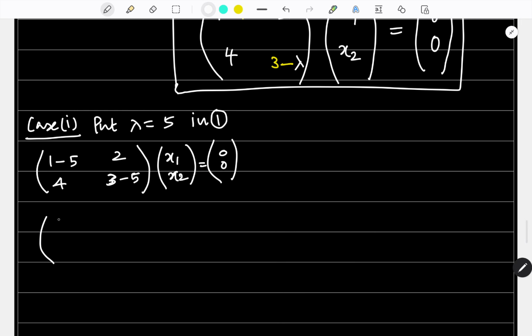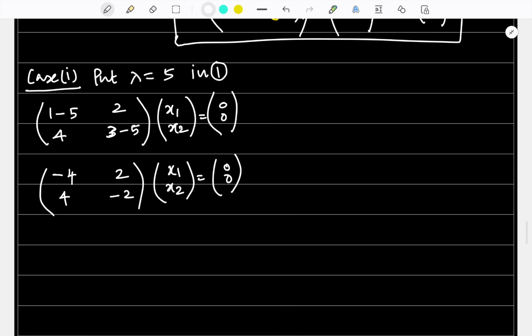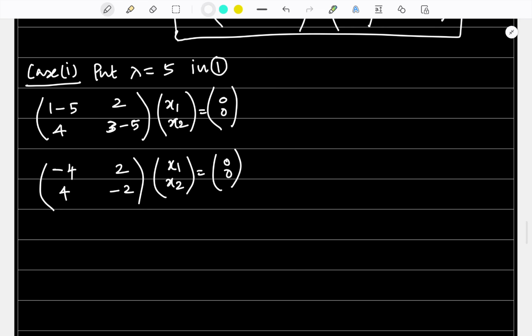So this is going to become what? 1 minus 5 is minus 4, and then 2 and then 4 and then minus 2, times x1, x2 equal to 0. I told you already, for a 2 by 2 matrix, most of the time you will get identical equations. So no need to take the second equation. No need to go for the cross multiplication method like a 3 by 3 matrix. You can go directly with the first equation. So what is your first equation? First row, first column, which is negative 4x1 plus 2x2 is equal to 0.